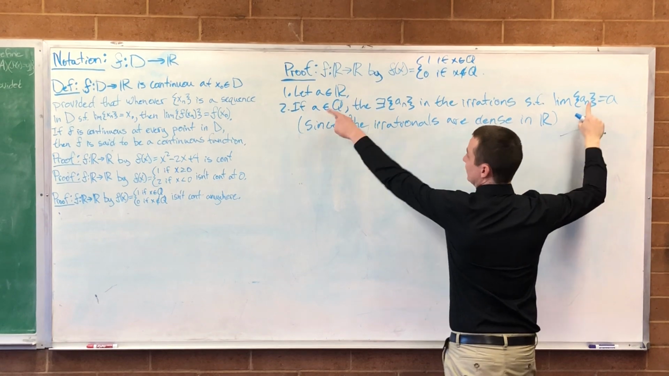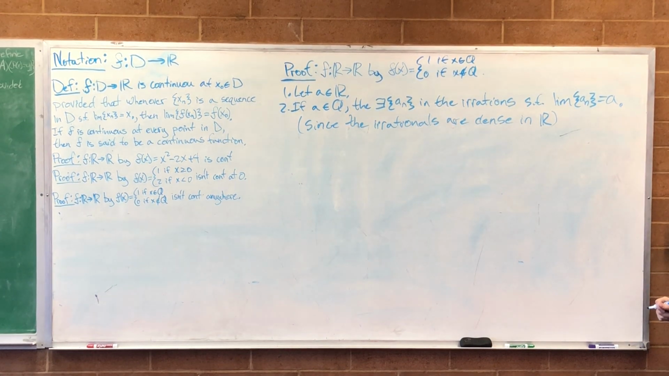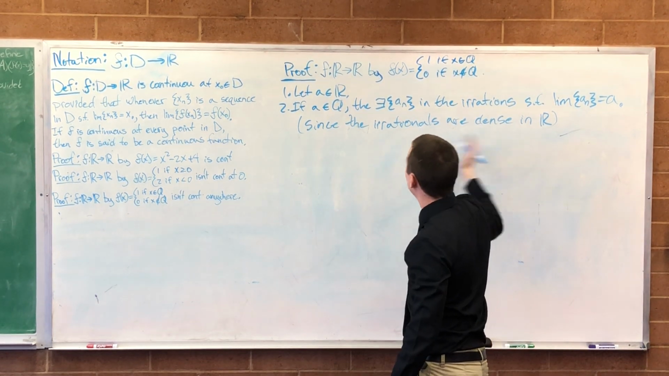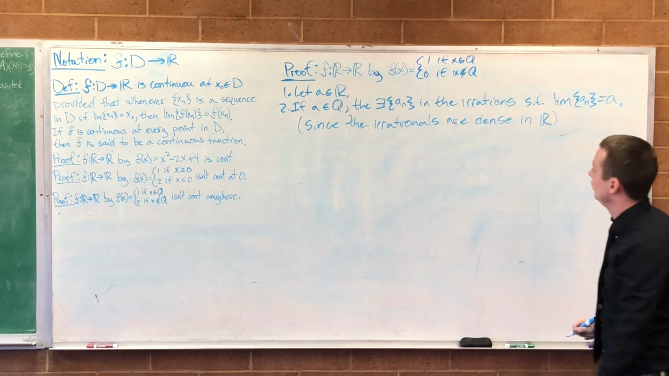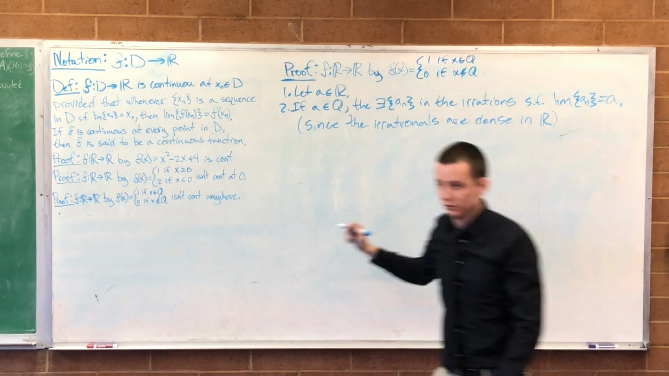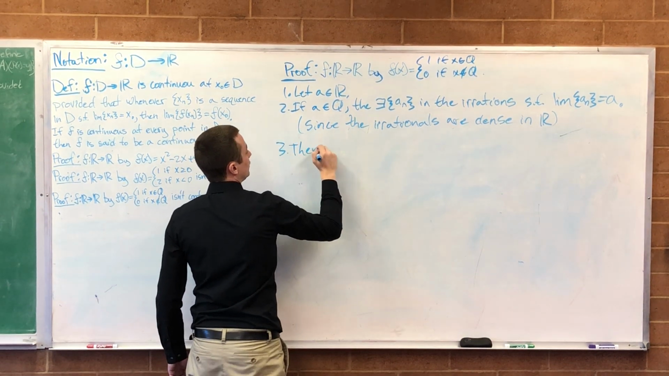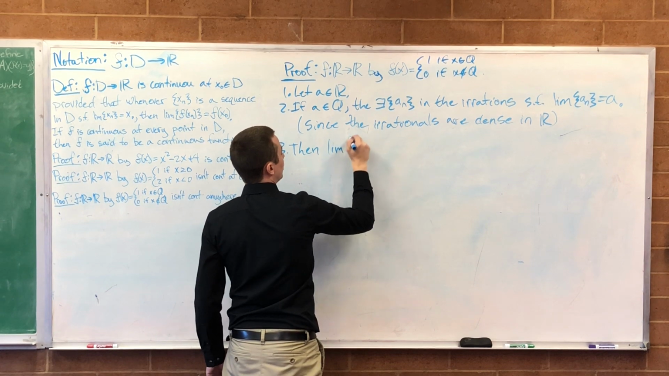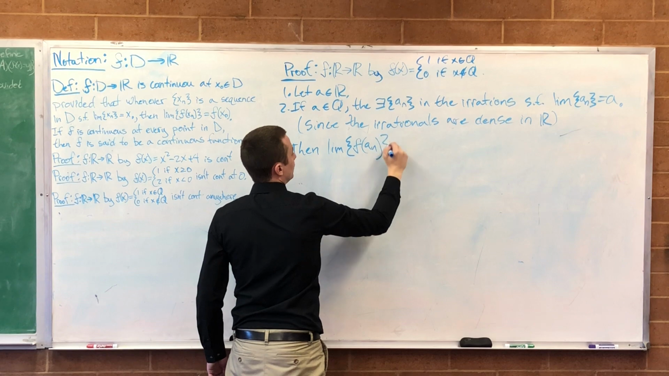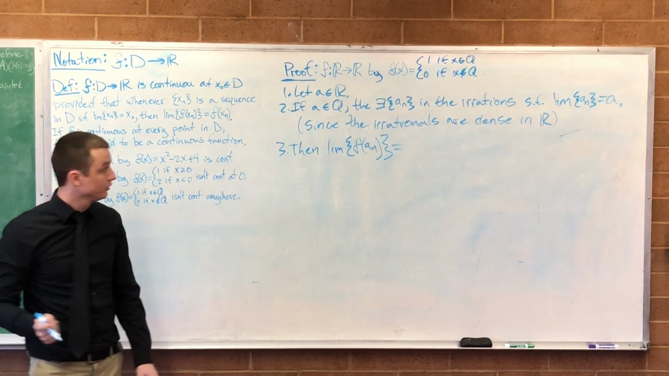This is the thinking that we're using to justify this line, right? Should have started with this line. Since the irrationals are dense in R, there exists a sequence of irrational numbers that converges to an irrational number. So then, what's the limit of the image of f of an, or of an? Equal to? 0. It's just equal to 0.